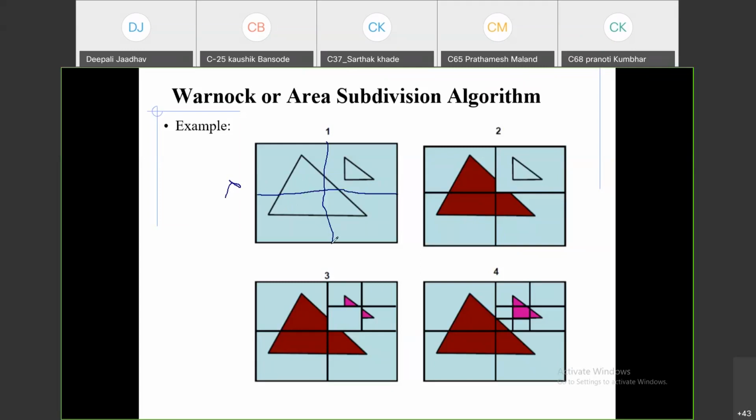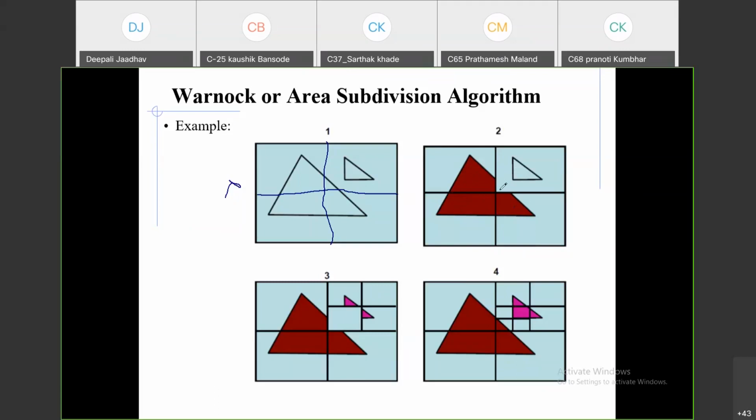Now once we divide it into parts, there are 4 subdivisions. If we observe this area, is there any other polygon? No, there is a single polygon in this. So we assign it the color of this triangle, red. Then here it is covered with only one polygon, so assign the color of this triangle. Assign the color of the triangle.